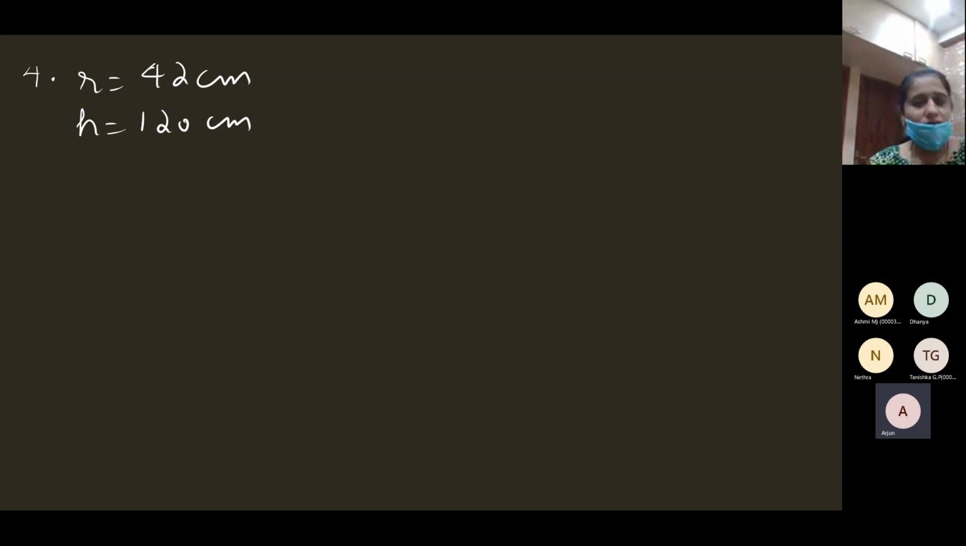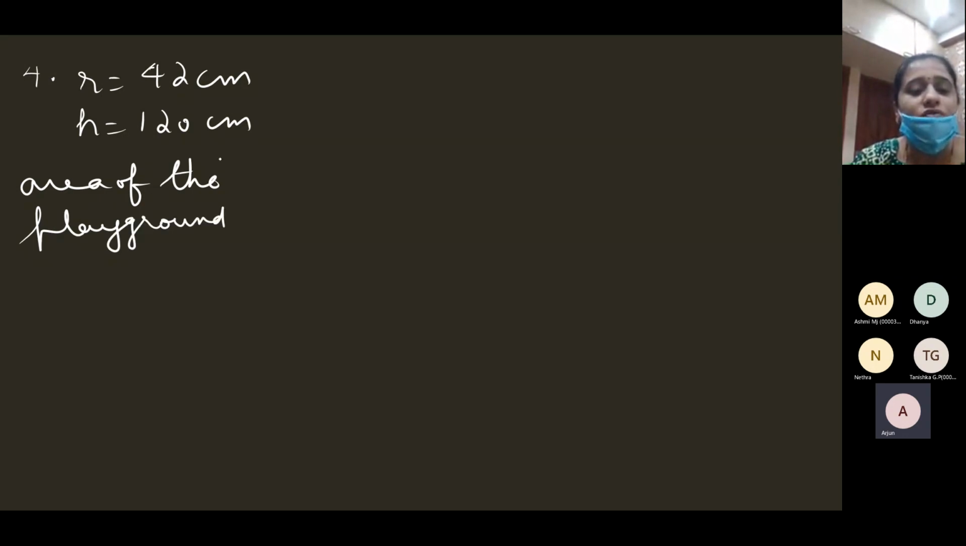So this is very simple for you. How many revolutions? 500 complete revolutions. How do you find the area of the playground? So what of the roller comes in contact with the ground? Only the CSA. When a cylindrical roller moves over the ground, the curved surface area of the roller moves along the ground. Correct? The 2 circular ends, they don't come in contact with the ground. When you roll something cylindrical on the ground, only the CSA of the cylinder rolls over the ground or comes in contact with the ground. The circular ends, they don't. Correct?